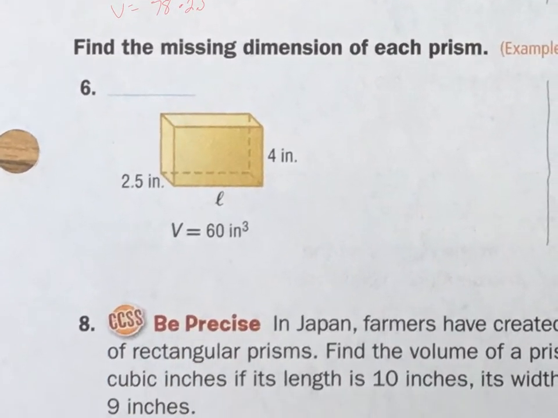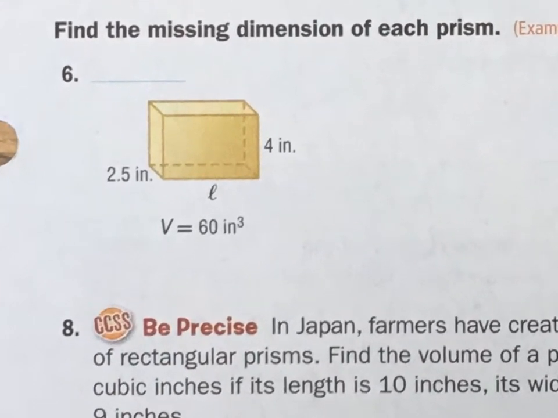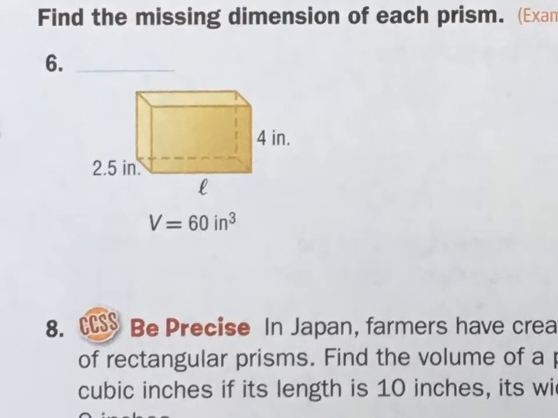Number 6. Find the missing dimension of each prism. Okay, just like what we did. First of all, I write my formula. Don't you love me saying that? I'm going to keep saying it. Formula, formula, formula. Write it down. Then fill in the blanks.